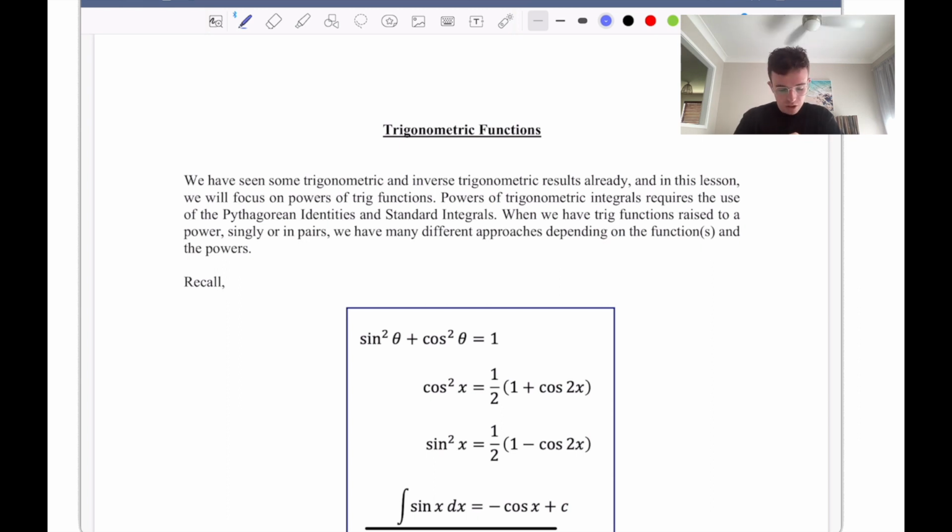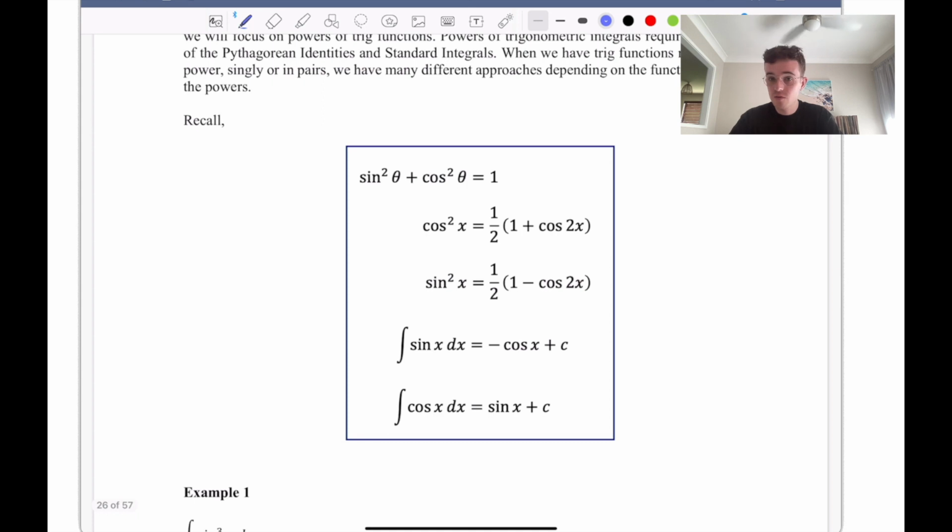We will have trig functions raised to a single power, or raised to a power, singly or in pairs, and there's many different approaches depending on the function and their power. Some important things to note that we have already memorised and done in Extension 1 and in Advanced are those couple of identities there.